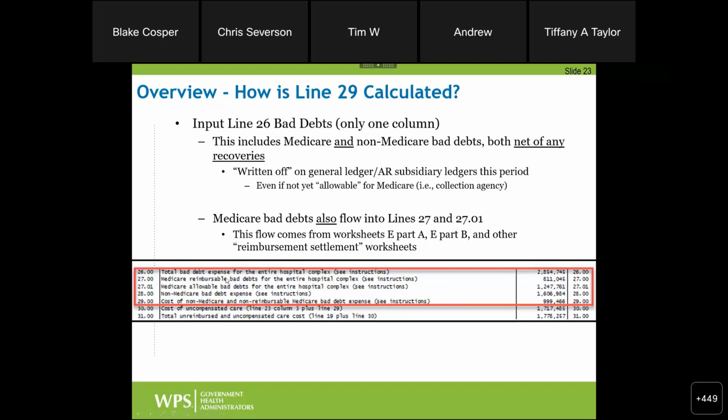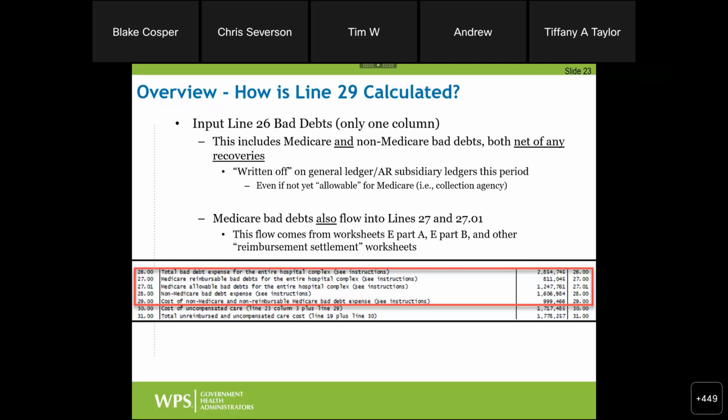Now, the reason that's important, of course, is that if you've already been reimbursed from Medicare, you're not going to get another reimbursement. You're not going to get another benefit for it here on S-10. So it carves out the 65% that you've already been reimbursed. Now that 35% flows down to line 29 along with one other thing: the portion of that total bad debt that's non-Medicare, multiplied by the cost to charge ratio.